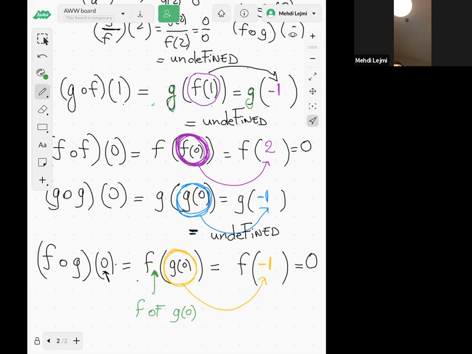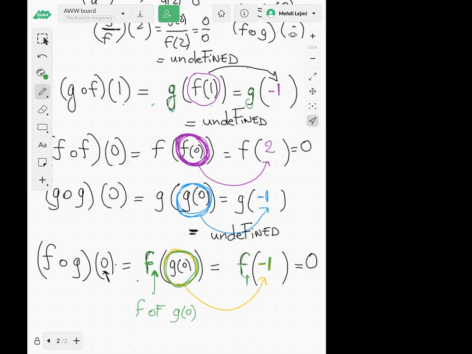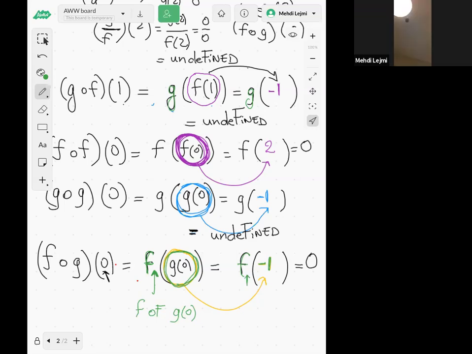So all you have to do is keep the f and evaluate what's inside the parentheses. Here we had g of 0, and g of 0 is -1, and then we have f of -1. It's not f times -1. It's f of -1. You're not doing any operation. You're just moving the numbers.